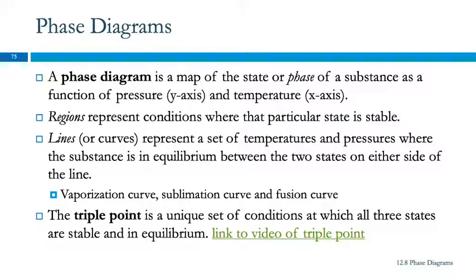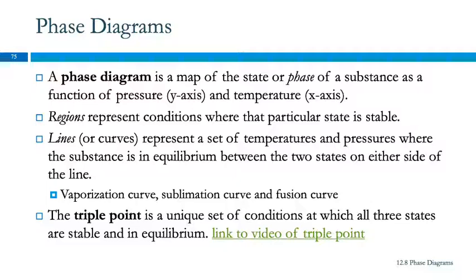We do need to talk about phase diagrams very quickly. This is a map of the state or the phase of a substance as a function of pressure and temperature. So we graph pressure on the y-axis, temperature on the x-axis. And there are different regions which represent conditions under which that particular state is stable.